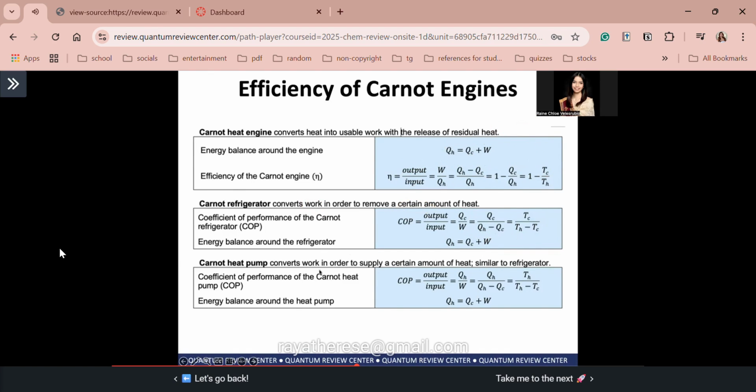Lastly, for Carnot heat pump, it converts work, okay? So again, may input kang work in order to supply a certain amount of heat. So medyo similar siya to refrigerator, okay? So guys, ang coefficient of performance natin or efficiency of the Carnot heat pump is COP is equal to output. So yung output nyo, guys, is QH, because we want to supply QH, divided by work. Okay, so work is the inputted work, right? And that is equivalent to QH over QH minus QC. Again, because work is equal to QH minus QC based on this equation. And this is equivalent to TH over TH minus TC. Okay, I hope that's clear, guys.